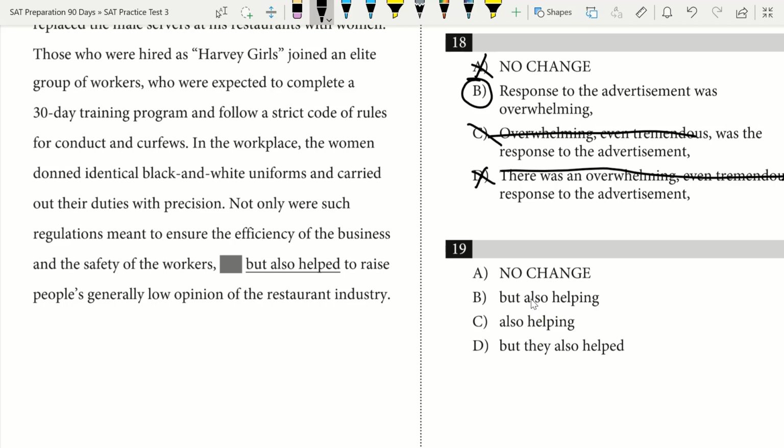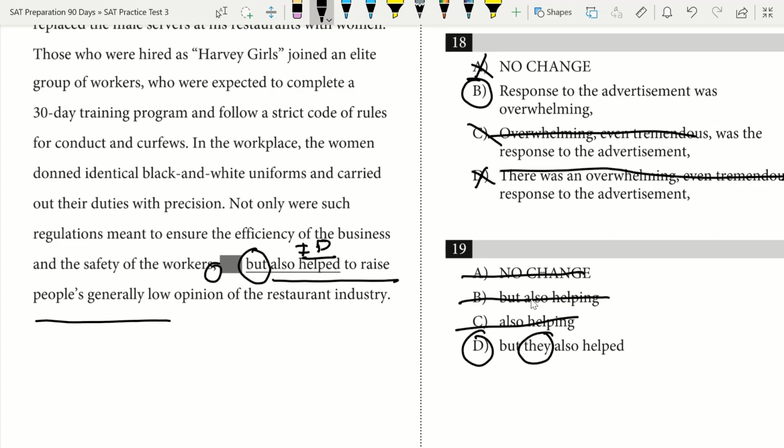okay, I see I have a comma here, and then I have a but. So that's going to indicate to me that I'm starting a new independent clause, which means I need to have a subject. So I need to have but they also help, because they is going to be my subject there, and none of my other options have a subject, but I have to have a subject to complete this independent clause. So we need to have but they also helped to raise people's generally low opinion of the restaurant industry. So I need my subject they there in order to complete that independent clause.